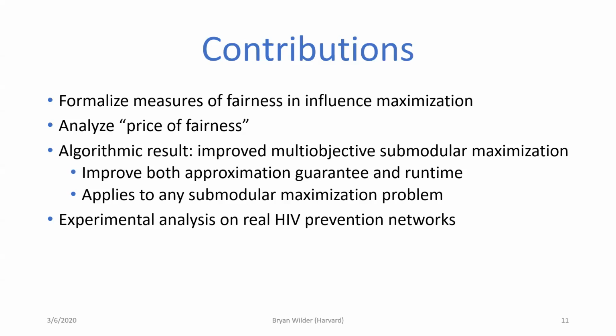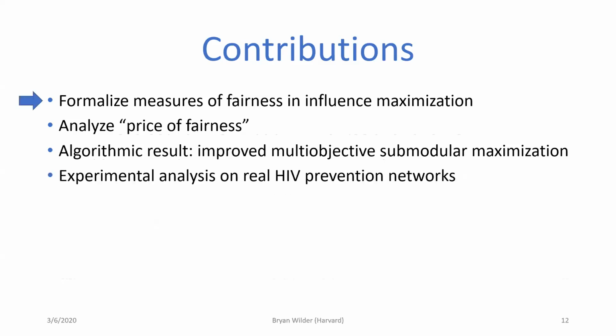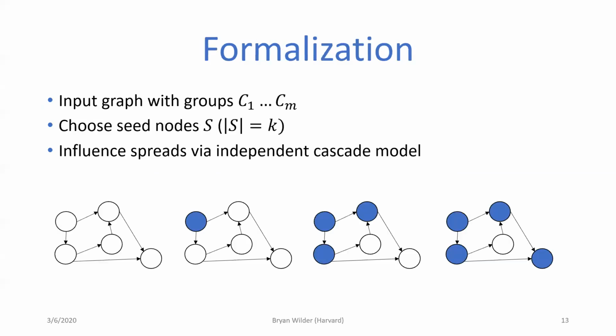They can find sets of peer leaders that are fair according to whatever measure. And in the course of doing this, we actually make progress on a more general algorithmic problem called multi-objective submodular maximization, where we improve simultaneously both the approximation guarantee and runtime over previous work in this more general domain. And then finally, we do some experimental analysis and simulation on networks that we gathered from HIV prevention interventions. So starting out then with how we think about fairness.